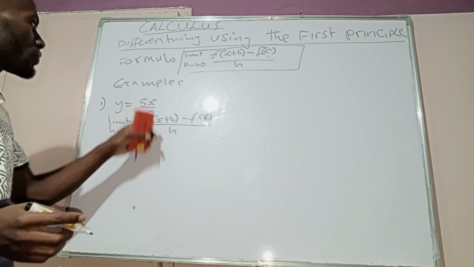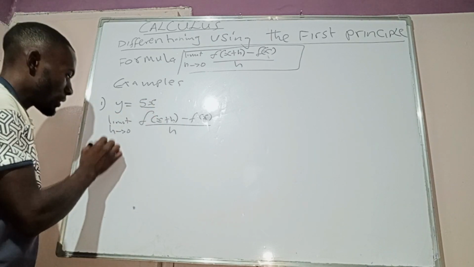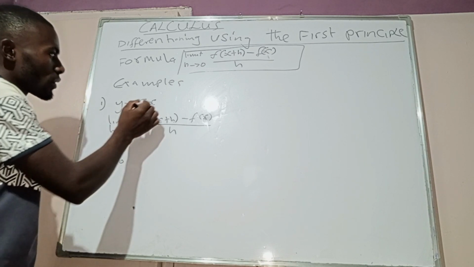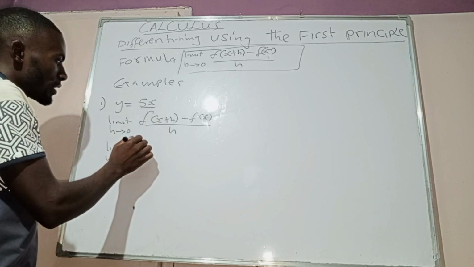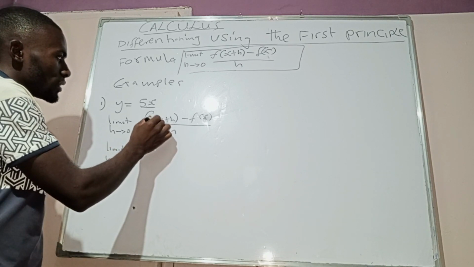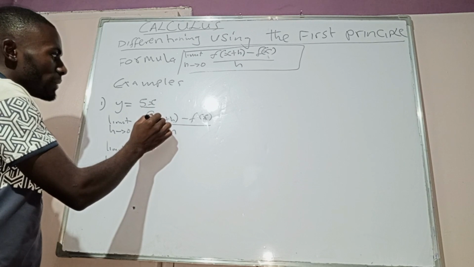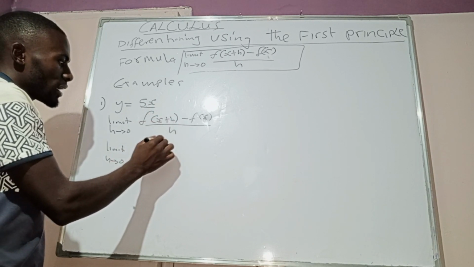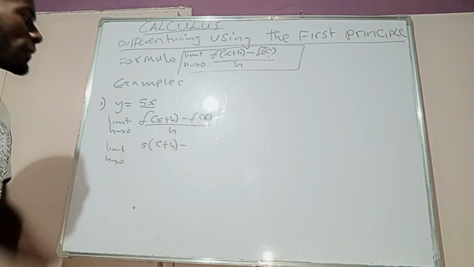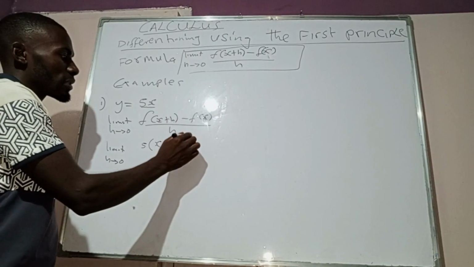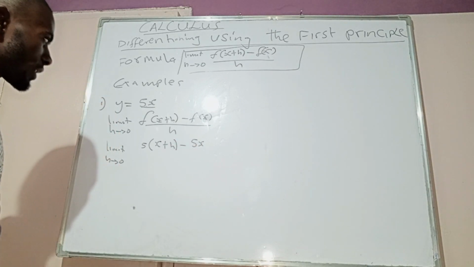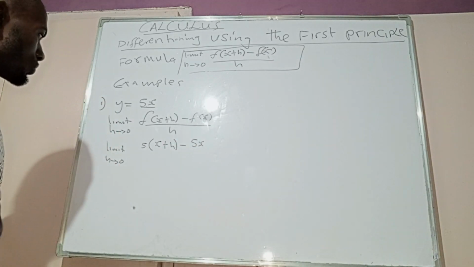But how are we going to substitute in there? We say limit as h approaches 0. We have the coefficient of 5 here, and you put it outside. Then open brackets. This x is being represented by x plus h, so you write x plus h, then minus. What is the f of x? F of x is 5x, so you write 5x.